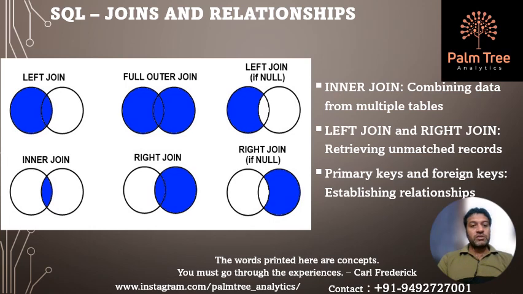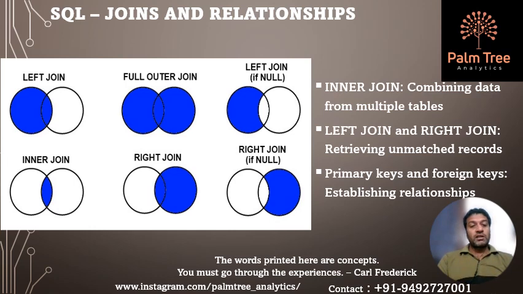In SQL, joins are vital for combining data from multiple tables, providing comprehensive insights from interconnected information. Here are the key join types and their significance. Inner join. The most common type of join. Inner join returns only the matched rows between two tables based on a specified condition. It helps retrieve relevant data from related tables, ensuring data integrity.